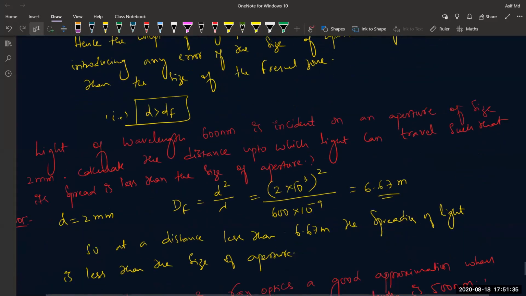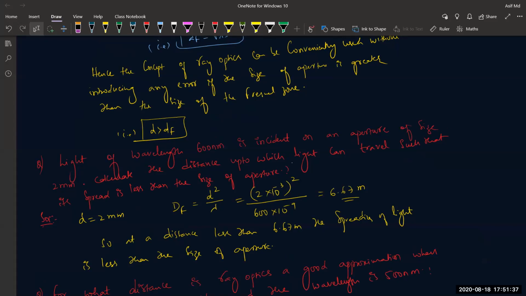Now see this question. Light of wavelength 600 nanometer is incident on an aperture of size 2 mm. Calculate the distance up to which the light can travel such that its spread is lesser than the size of the aperture. So we have a wavelength of 600 nanometer, and it is incident on an aperture of size 2 mm.